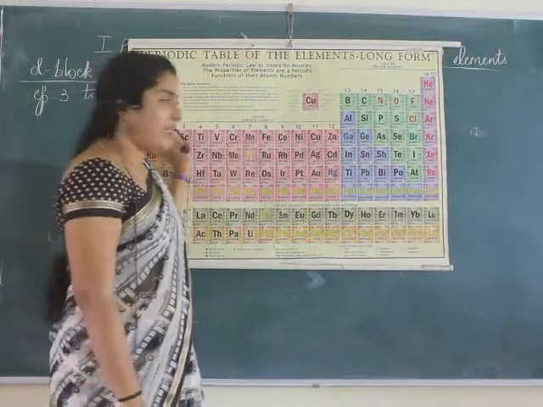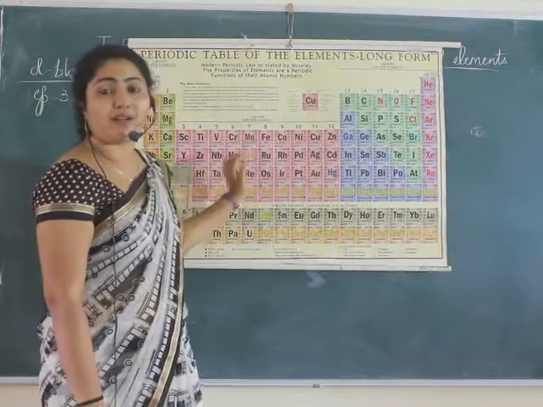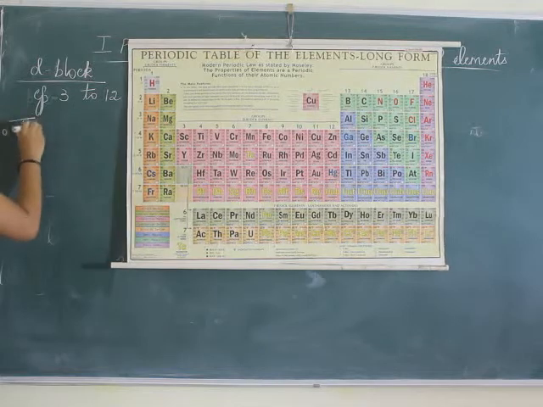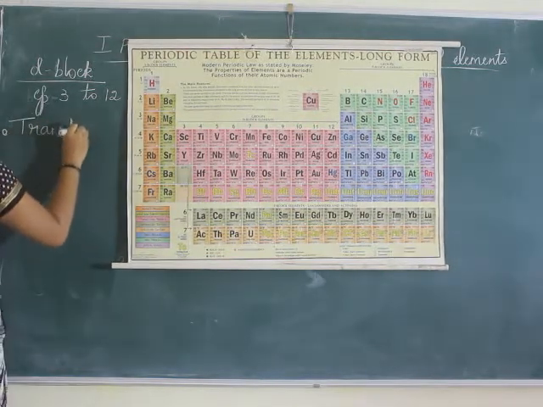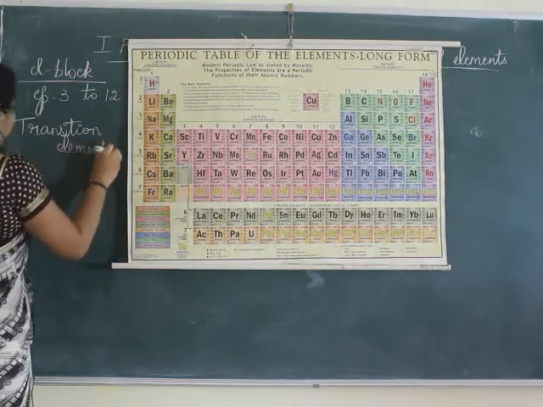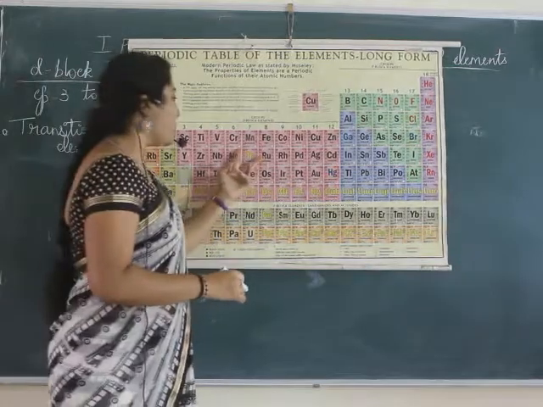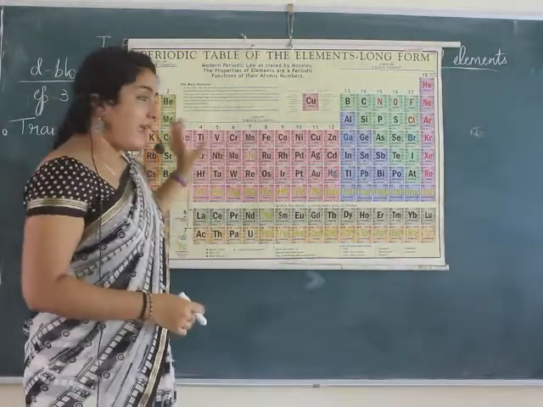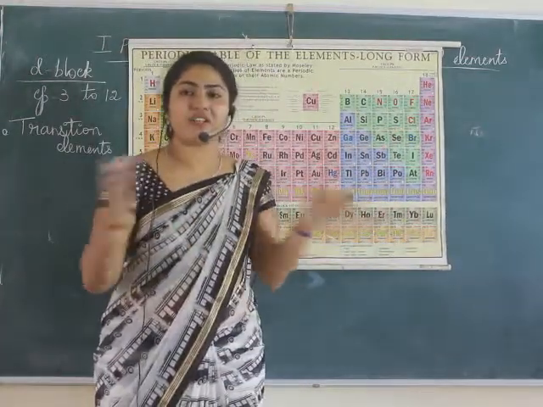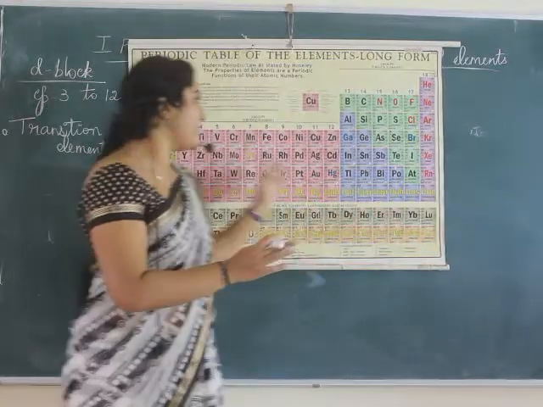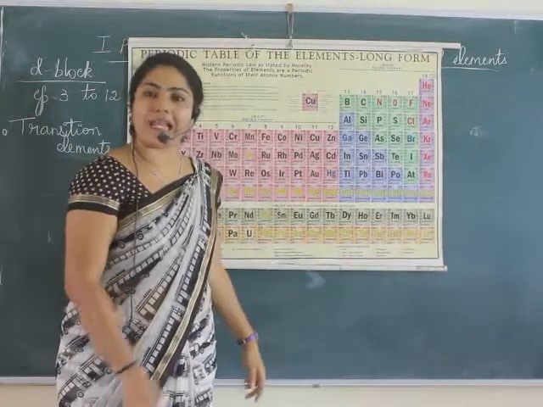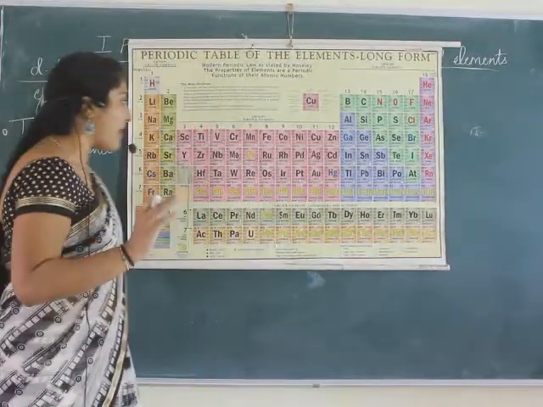D block elements are also called transition elements. Why are they called transition elements? Because they act as a bridge between S block and P block elements, we call these transition elements. Clear? The reason is because they act as a bridge.